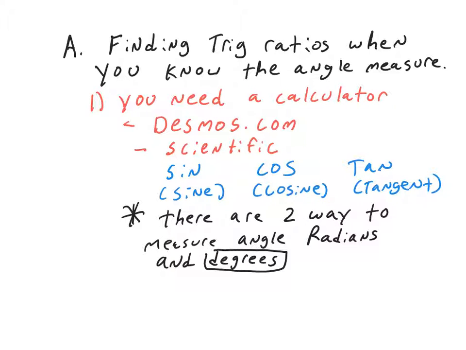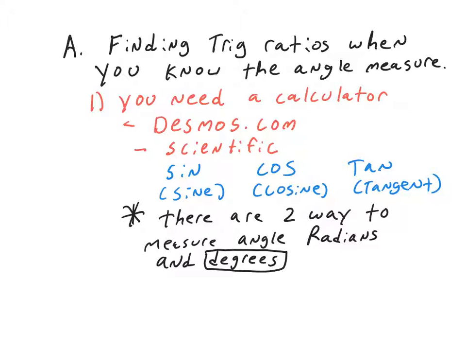So if you're using Desmos, there's a little slider you can go back and forth. If you click on it, it'll do DEG for degrees and RAD for radians. You want to make sure that DEG shows. If you're using your own calculator, it'll probably be on the screen somewhere. It'll either say DEG or RAD, and you need to change it in the settings so it says degrees.